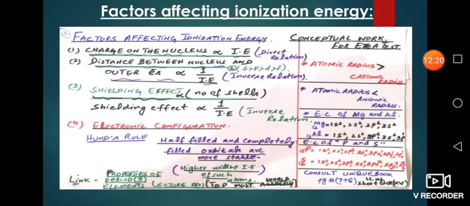Factors affecting ionization energy. Number 1, charge on the nucleus, which is also called nuclear charge. Second, distance between the nucleus and the outer electrons. Third, shielding effect. Fourth, electronic configuration.